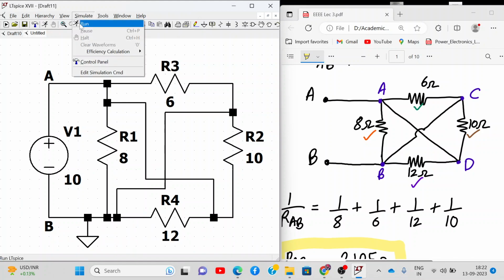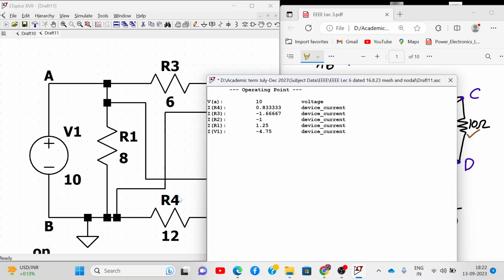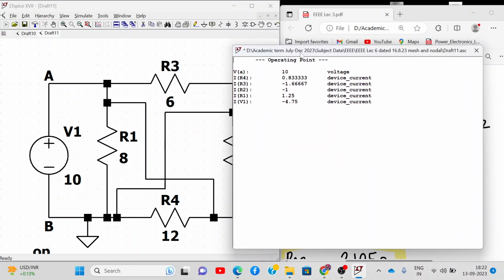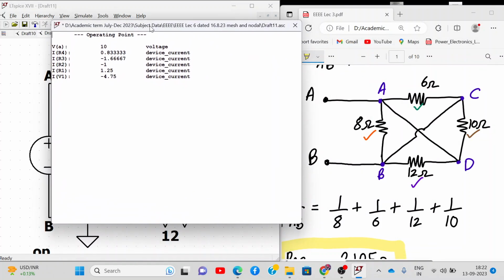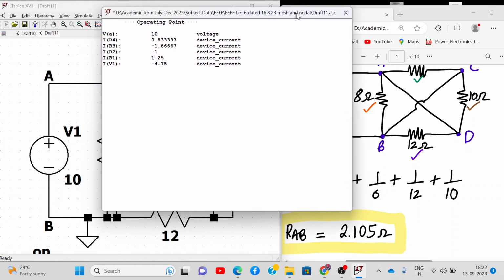Now let me simulate the circuit. DC operating point, click on OK. Here we are getting the current negative. Don't worry about it, because the current coming out of the voltage source is considered negative by LTspice. Its value is 10 divided by 4.75. Let me check this answer on a calculator. 10 divided by 4.75 comes out to be 2.105. Exact answer I'm getting is 2.105.